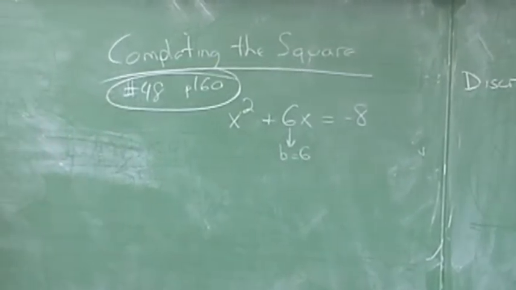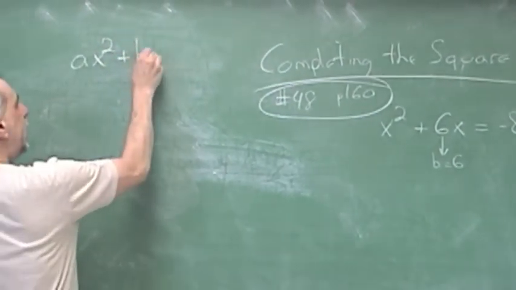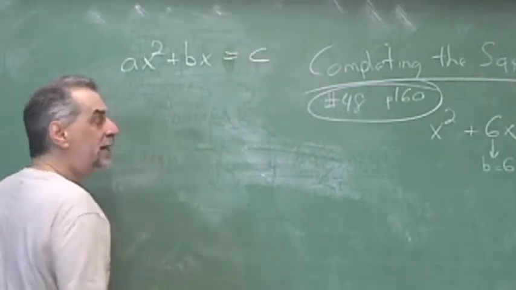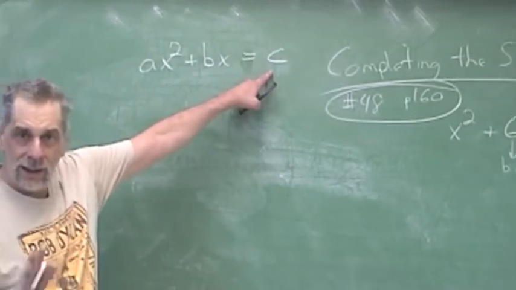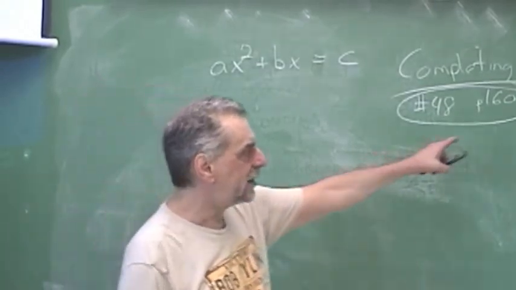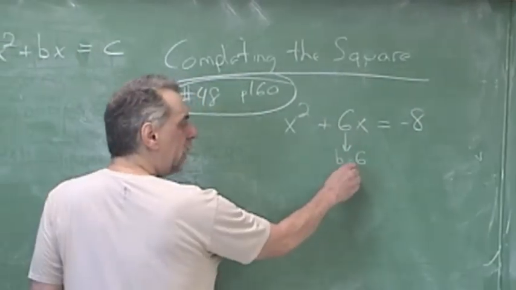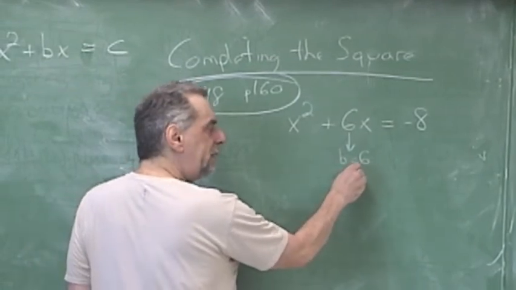All right, remember, we're looking at it like this now: ax squared plus bx, and we put the c term on the other side. Don't worry about the sign of the c. It can be positive or negative. In this case, it happens to be negative. So the b term is a positive 6. So you identify what that b term is.